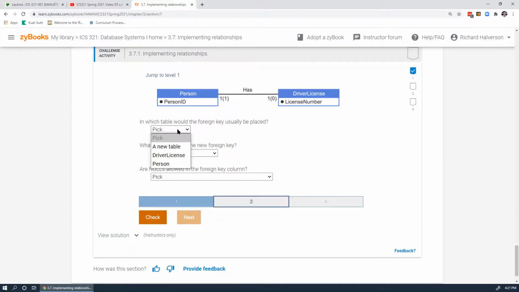Okay, now this is easier. You can't have a driver's license without a person, right? So the driver's license should have the foreign key in it. You can certainly have persons without driver's licenses. So this one's easy. I hope this one's easy. Pick the name of the foreign key. Person ID. Are nulls allowed in the foreign key column? I would think not.